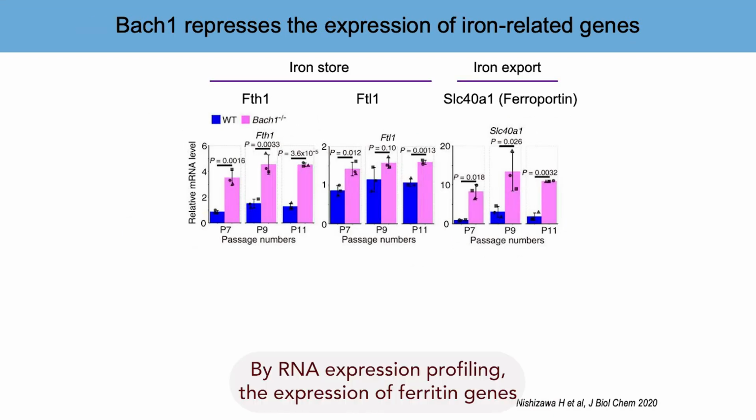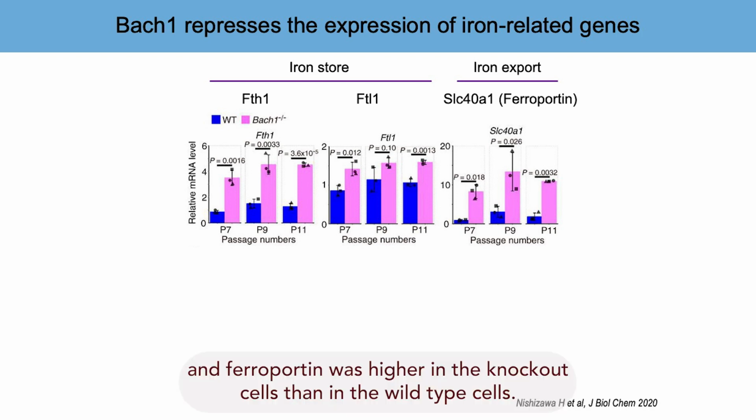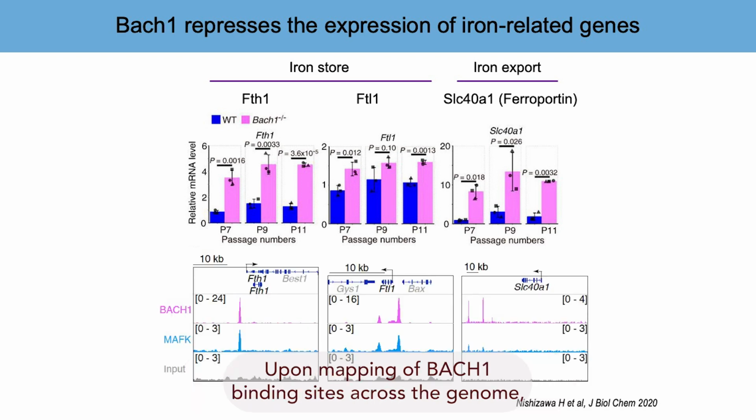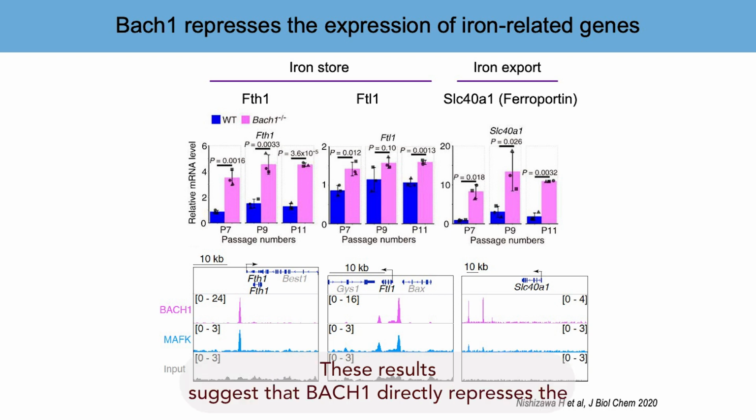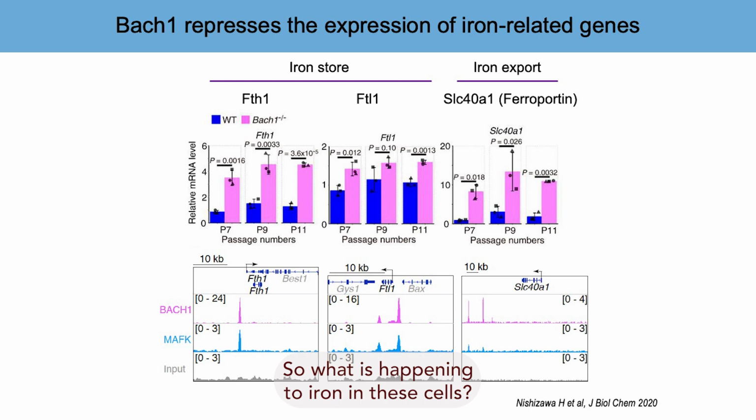By RNA expression profiling, the expression of ferritin genes and ferroportin was higher in the knockout cells than in the wild-type cells. Upon mapping of BACH1 binding sites across the genome, these genes showed direct binding of BACH1. These results suggest that BACH1 directly represses the expression of iron-related genes. So what is happening to iron in these cells?